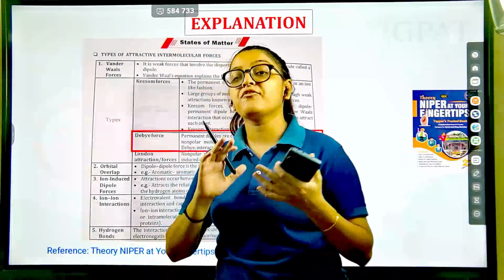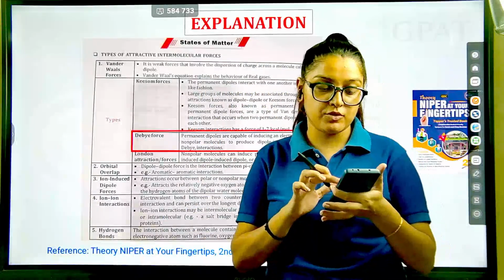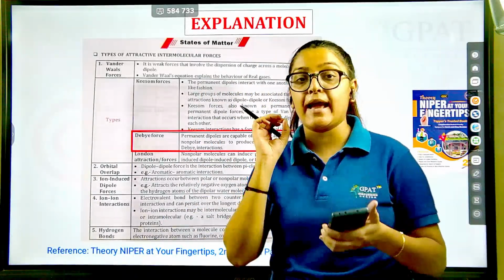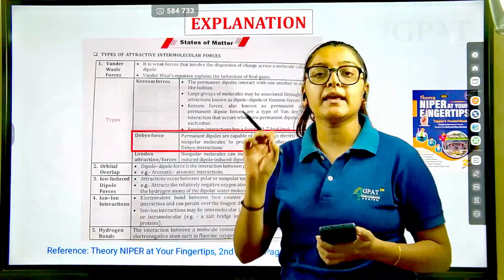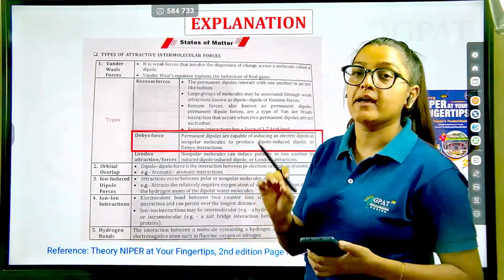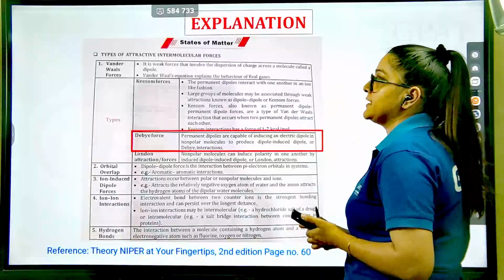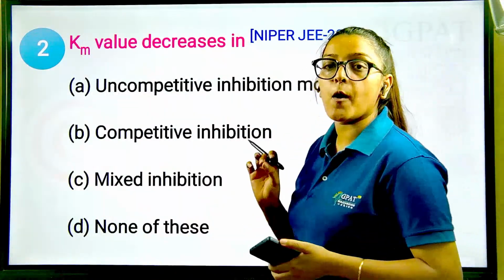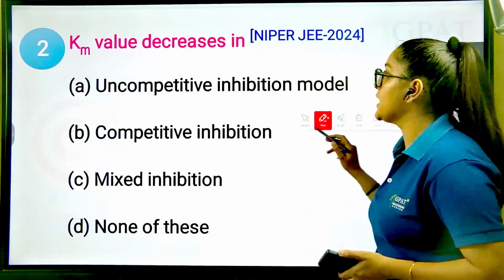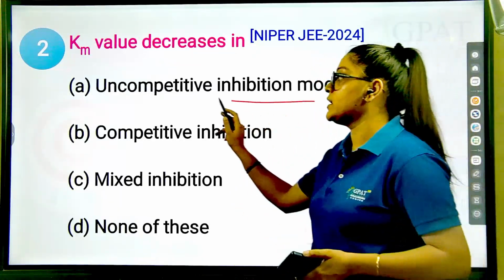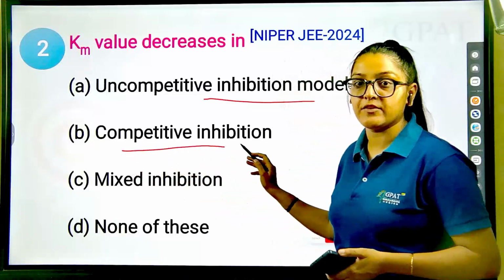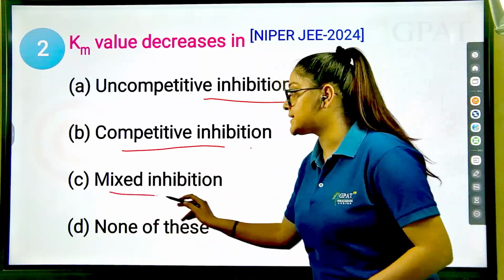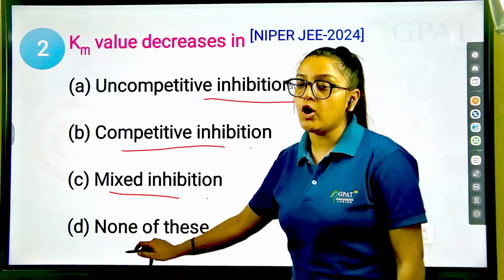So today we have a lot of MCQs to discuss, so I want you all to be active, answering each and every question. Okay, next question. The question says the Km value decreases in: option A, the uncompetitive inhibition model; option B, competitive inhibition model; option C, mixed inhibition model; or none of these.